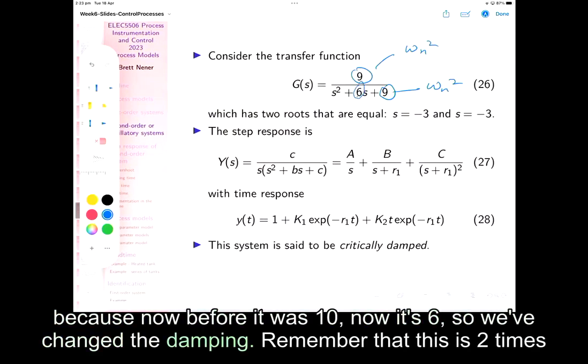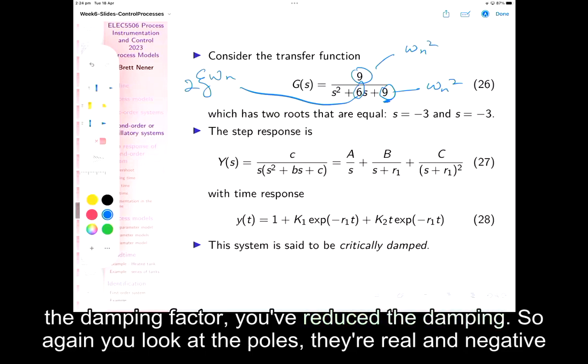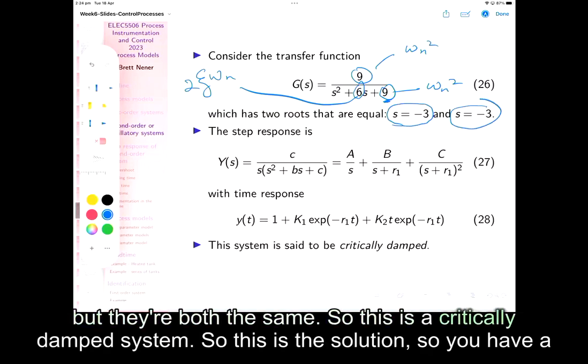So we've changed the damping. Remember that this is 2 times the damping factor times the natural frequency. We've kept the natural frequency the same, but you've changed the damping factor. You've reduced the damping, right? So again, you look at the poles. They're real and negative, but they're both the same. So this is a critically damped system.